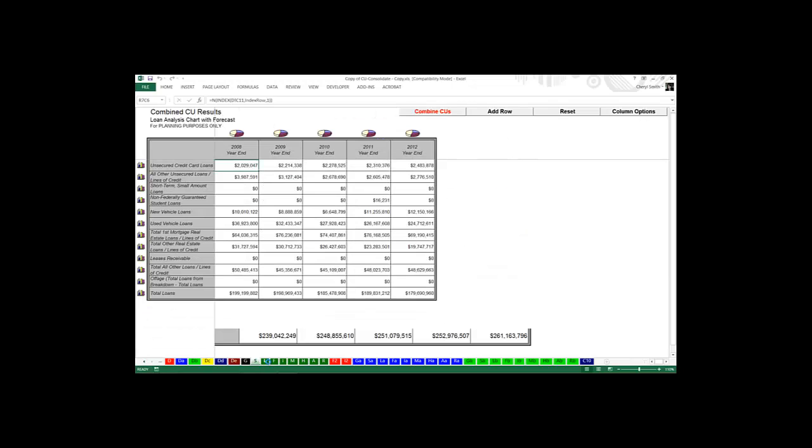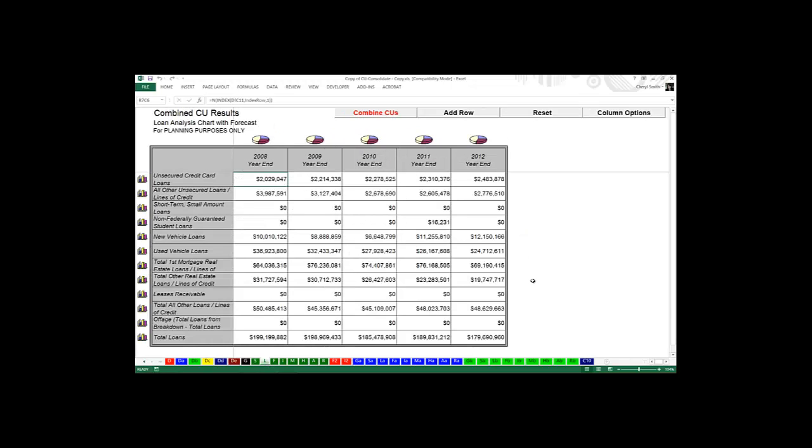On the Loan Analysis chart, you'll see figures for all your loan balances, including credit card balances, unsecured loans, new and used vehicle loans, first mortgage loans, other real estate loans, other loans to members, leases receivable, and loans to non-members. The Loan Analysis chart also contains graphing options to help you visualize the status of loan accounts.